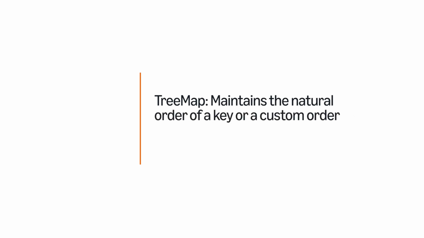The tree map, similar to the linked hash map, can maintain the natural order of a key, meaning that it keeps whatever order might be built into the key. With the tree map, you can also customize the ordering. The tree map will also be covered in a future video.